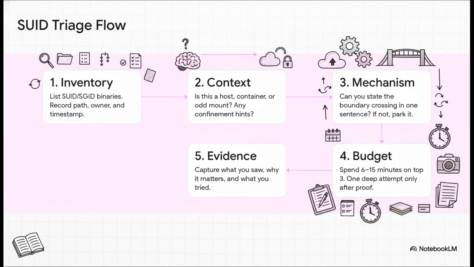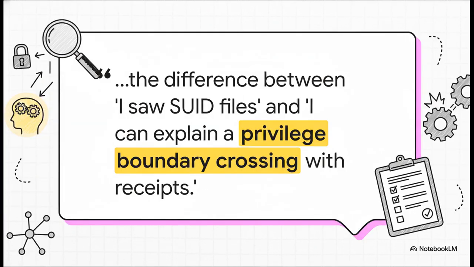It's 5 simple steps. 1, inventory. Just list everything. 2, context. Check for containers, mounts, any weirdness. 3, mechanism. Explain the how in one sentence. 4, budget. Give yourself a strict time limit, like 10-15 minutes, to triage the top 3. And 5, evidence. Log what you did, why you did it, and what happened. Every single step is deliberate. No more guessing.